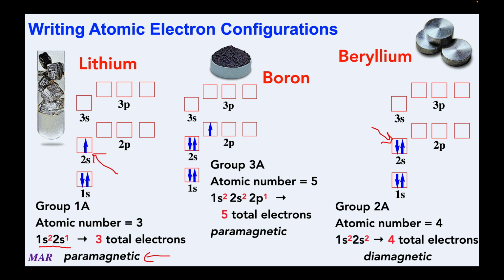Boron is number 5, 1s2, 2s2 like the other two. This has one 2p electron. Again, 2p would be the next one to get filled in. Spin up arrow before down arrows. One unpaired electron would be paramagnetic. So again, 1s2, 2s2, 2p1 is one way to say it, or you could write orbital boxes, 1s filled 2, 2s filled 2, 2p1. Both are great.